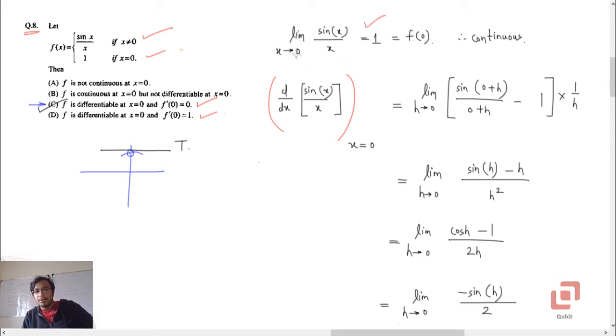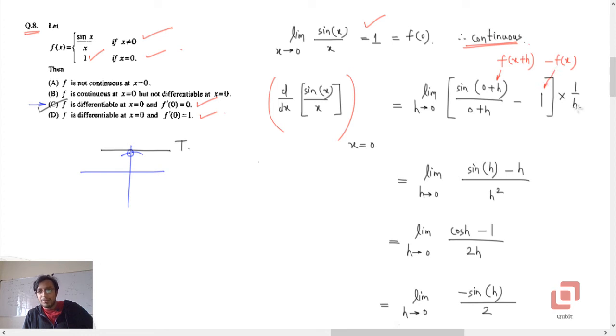All of us know the formula: limit as x tends to 0 of sin x upon x is 1, and this is also f of 0. So it is continuous. Now, to check whether it is differentiable at x equal to 0, we will find the derivative of sin x upon x from first principles, which is f of x plus h minus f of x, upon h.